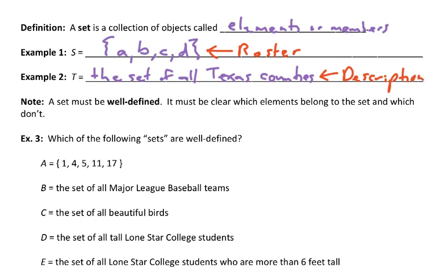Now, there is one clarification that I need to make right away. For a set to truly be a set, it must be well defined. Well defined simply means that it must be absolutely clear which elements belong to the set and which ones don't. Let me illustrate that with some examples here. Which of the following sets are well defined? Set A is the set containing the elements 1, 4, 5, 11, and 17. I believe it is totally clear which elements are in that set and which elements are not. 1, 4, 5, 11, 17, those are the elements. I would say that this set is well defined.